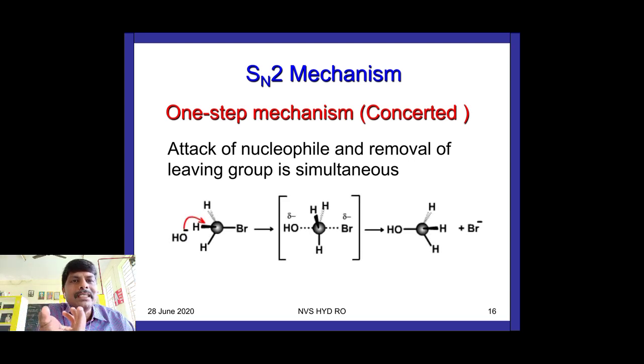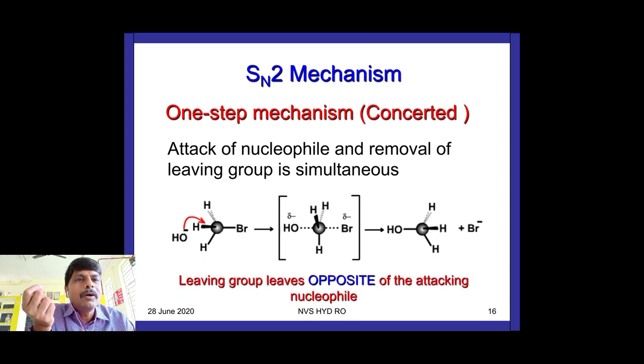You can see here OH minus. What is the alkyl halide here? CH3Br, methyl bromide, is an alkyl halide. So here Br is on this side, and the OH minus group is attacking from the opposite side. In between, one state is formed, and that state is called the transition state. And in the same step, the departure of Br minus also takes place to give the alcohol.